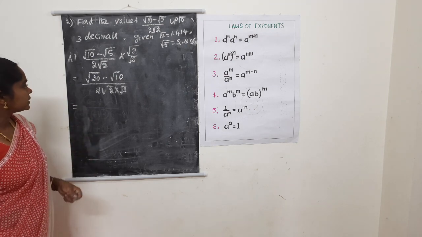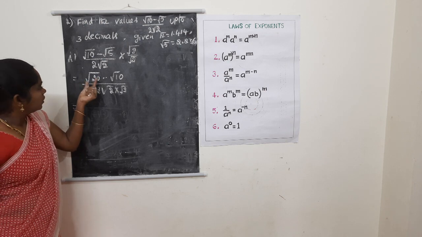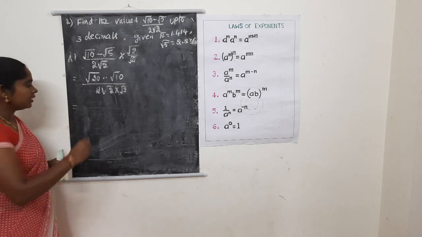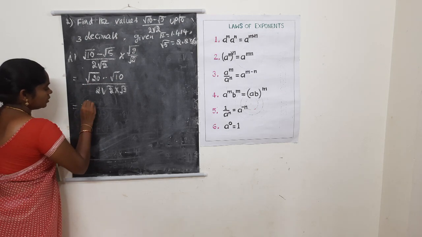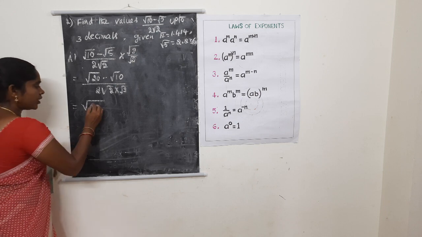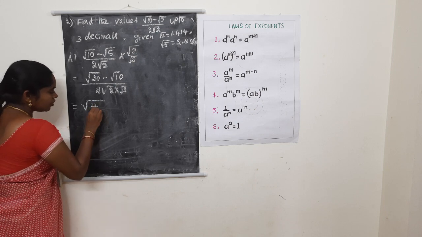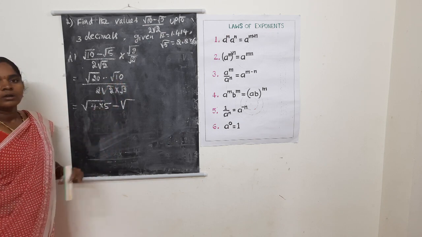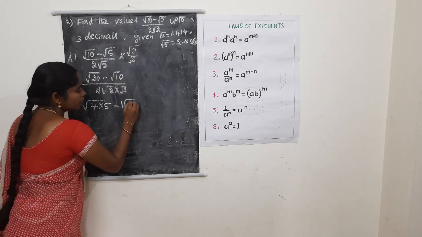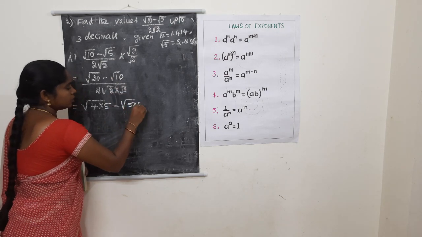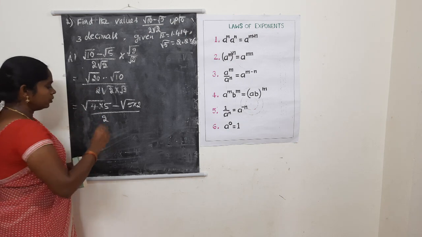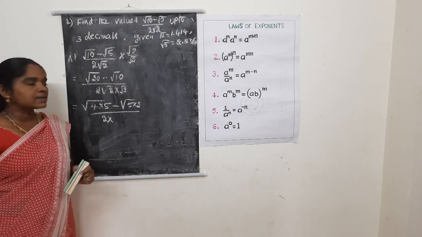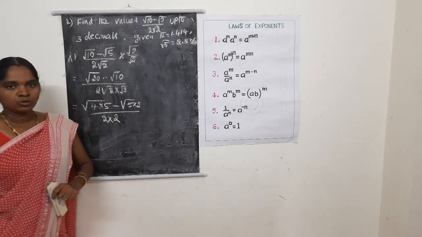So next, root 20. I will write this square root of 20, 4 fives are 20. I will write this as square root of 4 into 5, minus square root of 10, value is 5 twos are 10, by 2 into root 2 into root 2. Root 2 square, square and square root cancel. So root 2 value is 2.